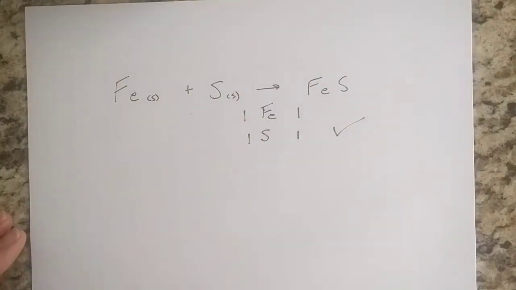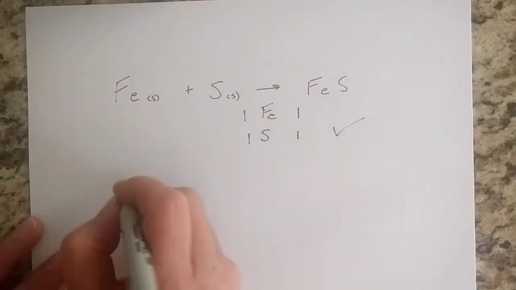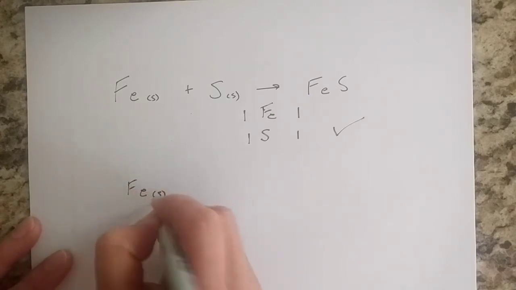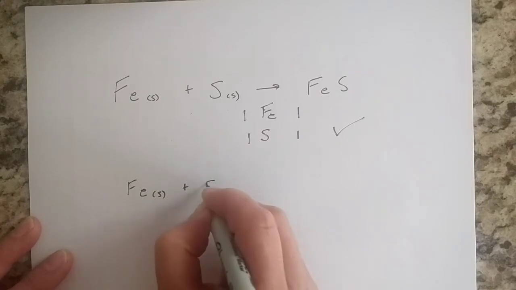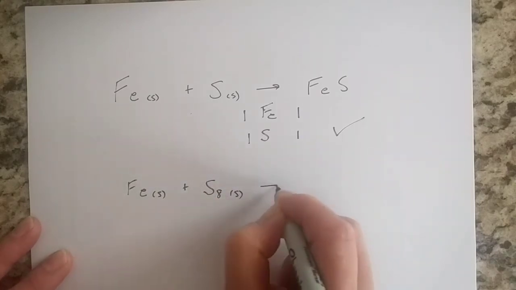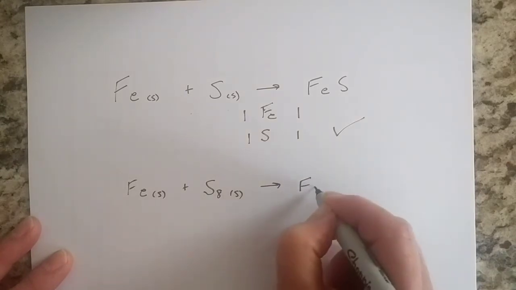But I do want to mention something when you have sulfur. You might see the equation this way: iron solid, Fe solid, plus S8 solid yields FeS.